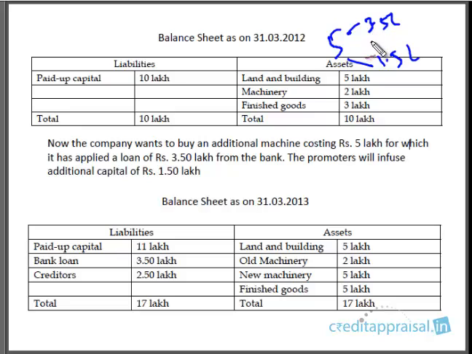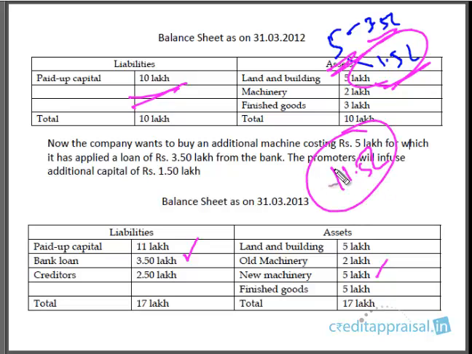So next year when you see the balance sheet, you notice that the loan was fully availed. 3.5 lakhs is appearing. Fine. The new machinery, 5 lakhs, is also appearing. But this 1.5 lakhs was not brought in to the full extent. Originally the capital was 10 lakhs. They had to bring in 1.5 lakhs, so the capital had to be 11.5 lakhs as on 31/3/2013. But what you're seeing is that it is only 11 lakhs. So there is a shortfall of 0.5 lakhs. The promoters didn't bring in the envisaged capital, proportionate to the loan. The loan was fully disbursed, but the capital which they promised, they did not bring in. This is a very important point you have to keep in mind.